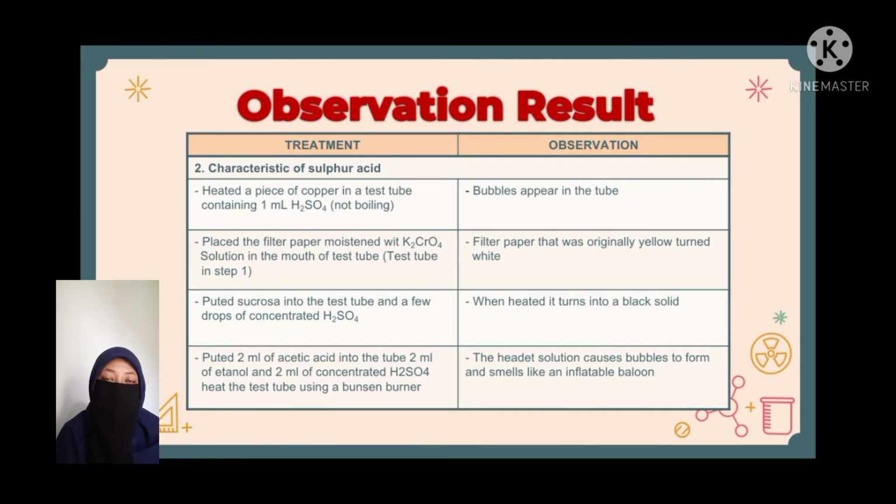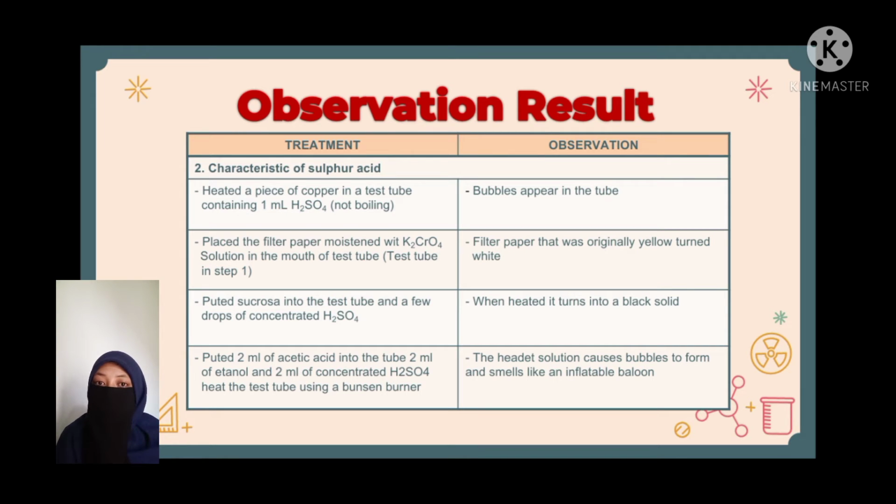Observation results. Treatment: characteristics of sulfuric acid. Add a pinch of copper in a test tube containing 1 ml H2SO4, not boiling. Observation: bubbles appear in the tube. Next treatment: place filter paper moistened with K2Cr2O7 solution at the mouth of the test tube in step 1. Observation: the filter paper that was originally yellow turned brown.